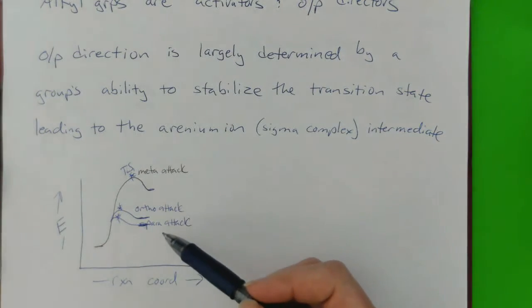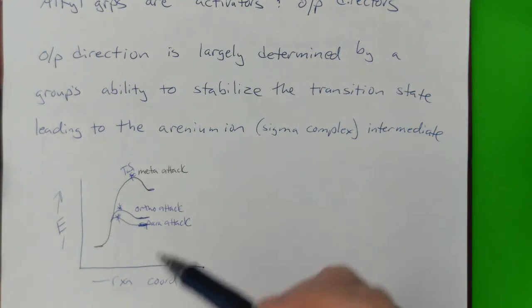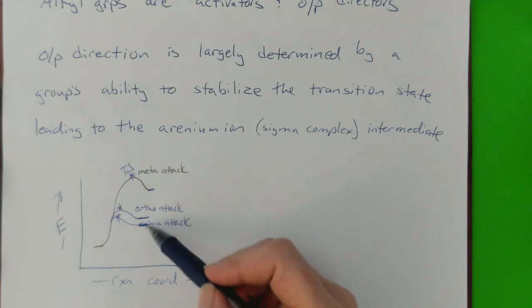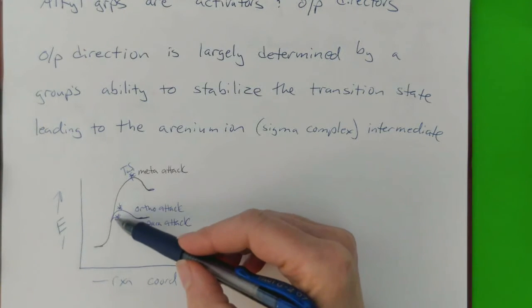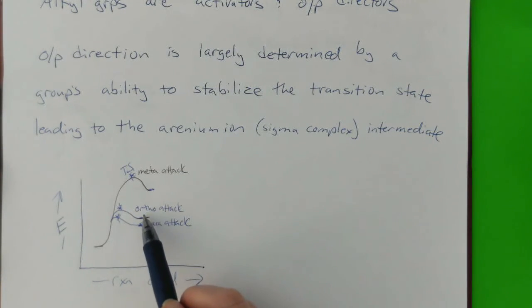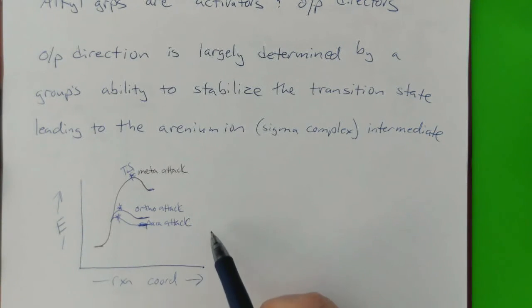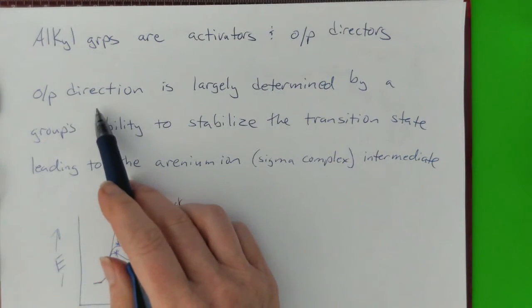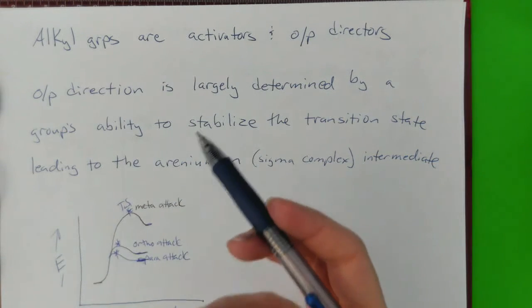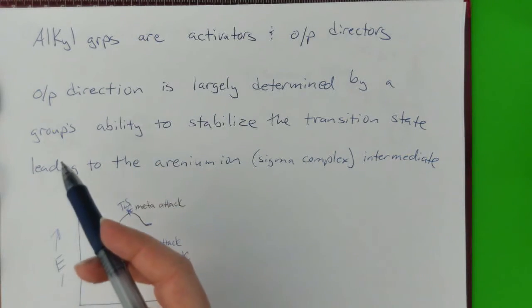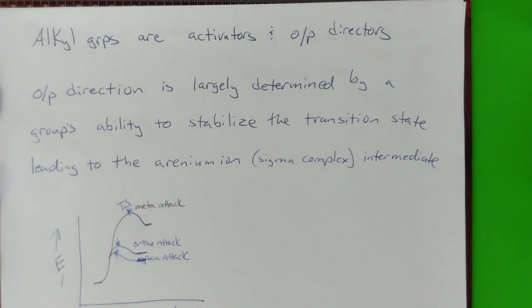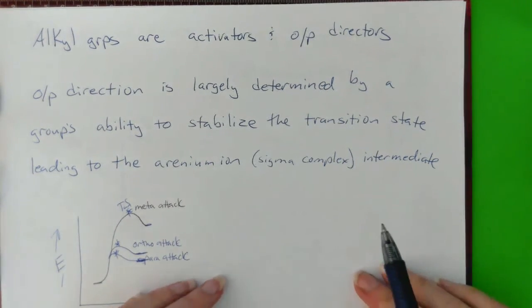Honestly, most of the time, if we have an activator that's bigger than 2 atoms, like we see with the phenol, this is what we normally see. But what you have to recognize is that the transition states leading to the ortho and para intermediates and then their products are stabilized relative to that of the meta. So the alkyl group is an ortho-para director, and activators are ortho-para directors. It's largely determined by the group's ability to stabilize the transition state leading to the arenium ion or sigma complex intermediate.